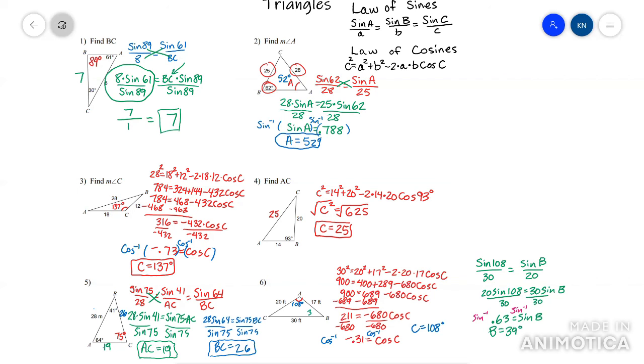And once you know that, now you know two angles, which means you really know three angles. Add it to the 108 from earlier, and then do 180 minus that, and you get 33 degrees. So we'll call it 33 degrees.